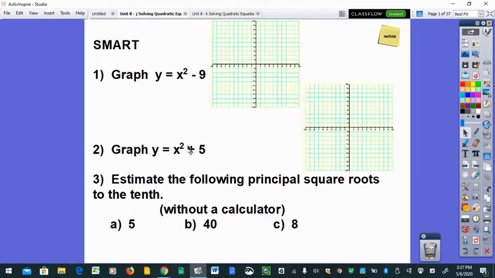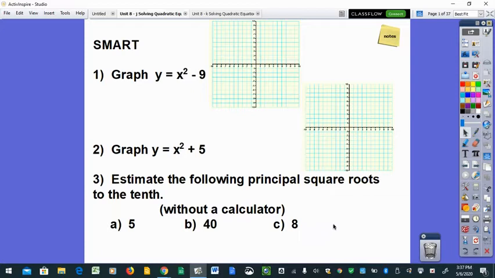Notice we're kind of going back a little bit. There's not a bx term in there. That's okay. And then I want you to estimate, about how much would the square root of 5 be. Again, we're doing principal square roots, which means only the positive. We know that when we take a square root, there are two roots, but we're just looking for the positive. So the square root of 5 is about how much, and I'm asking you to guesstimate it without a calculator. 40 would be about how much, a square root of 40 and square root of 8.